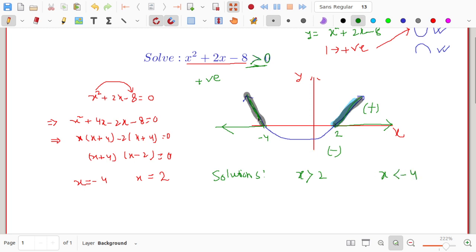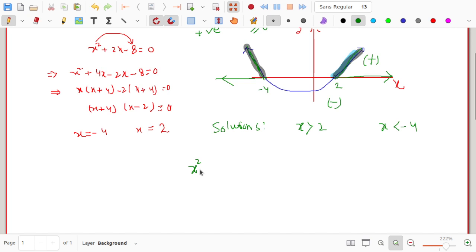One point you have to remember: here only greater than is there, so we have to write only greater than. If this is greater than or equal to 0, then we have to write greater than or equal to, and here also less than or equal to. Clear? If only greater than, then here also only. If greater than or equal, then here we have to give the equal sign. So this is the solution of the given question.